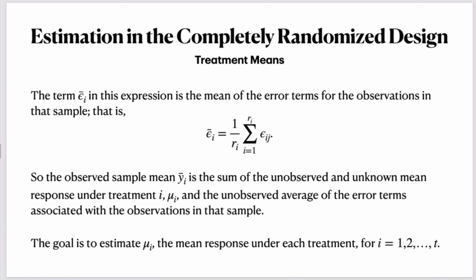So the observed sample mean, y bar sub i, is the sum of the unobserved and unknown mean response under treatment i, again mu sub i, and the unobserved average of the error terms associated with the observations in that sample. Now, the goal is to estimate mu sub i, which is again the mean response under treatment i, and to do that for each of the treatments.